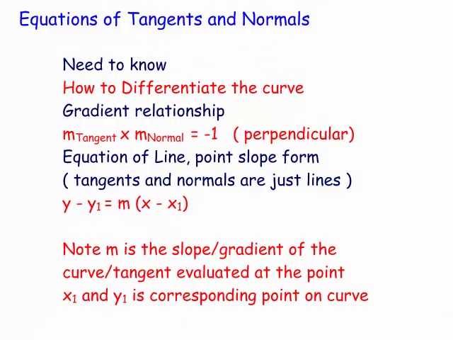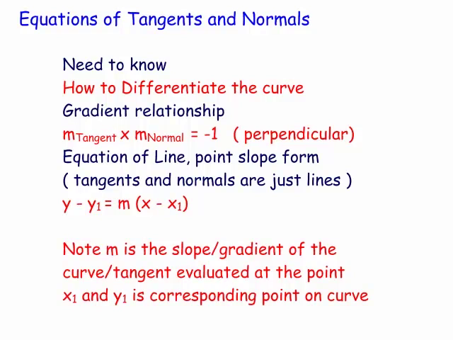Today we're looking at finding the equations of tangents and normals to curves. Now you can see here there's a few things you do need to know. First of all, you need to know how to differentiate, and differentiate the curve especially. You need to know that there's a gradient relationship between the two lines, the tangent and the normal, and in fact that is that m of the tangent times m of the normal is -1. The same thing for perpendicular lines, because the tangents and normals are perpendicular to each other.